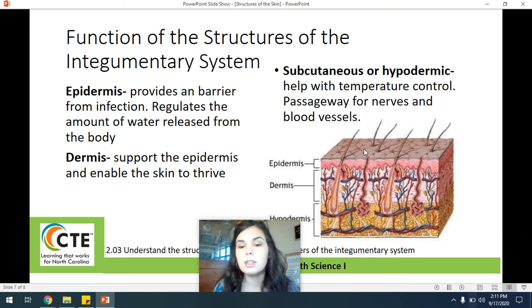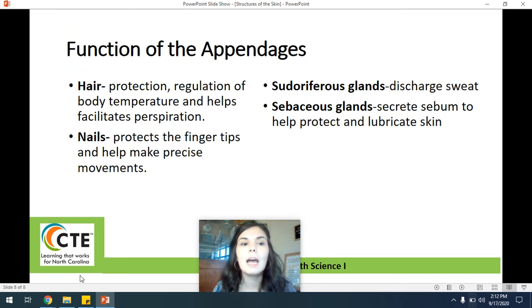And as you can see here on the screen, down here in this subcutaneous or hypodermic layer, we can see the red blood vessels and the blue nerves kind of intermingling in there, and they really run all through the subcutaneous layer. And then lastly, we're going to talk about the function of our appendages, which are those things like our hair, nail, and glands. So our hair helps with protection and regulation of body temperature. That also helps facilitate perspiration.